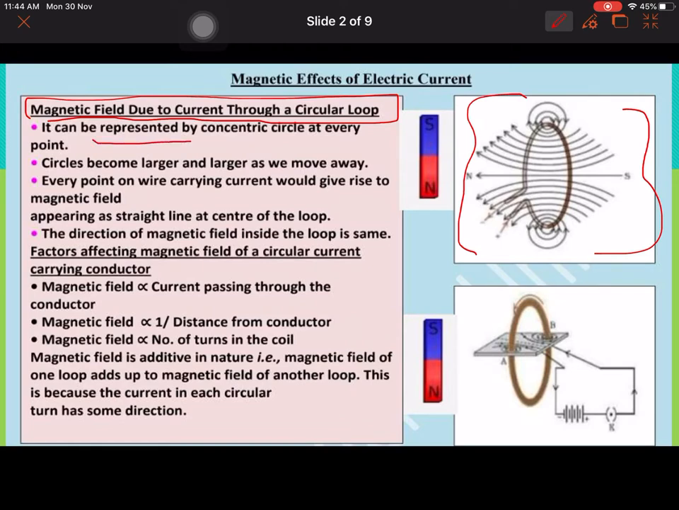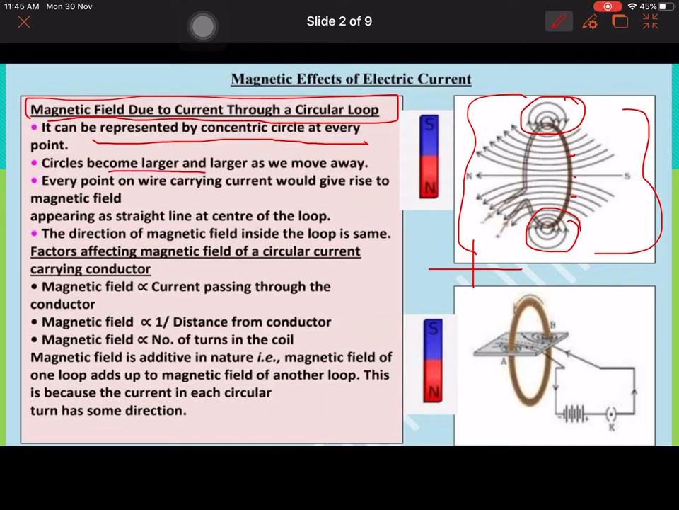It can be represented by concentric circles at every point. These are actually concentric circles. That means you can measure this magnetic field at any point by these concentric circles, and remember that the direction of magnetic field and the current are perpendicular to each other. So that's why in a 3D model you can easily understand. It's hard to see in the 2D model, but still you can imagine it.